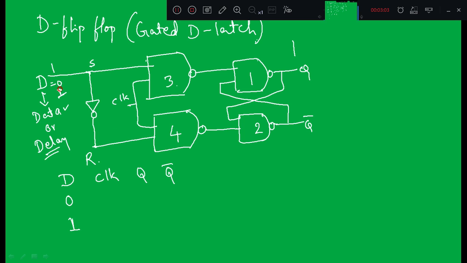Now I'll keep D equal to 0. When D is equal to 0, that means S is equal to 0 and R is equal to 1, so the flip flop will reset. I'll apply the clock pulse. The clock looks like this, a square waveform with two levels: where the level is low it is denoted as 0, and when the level is high it is denoted as 1. We are applying clock equal to 1 to get the correct output.